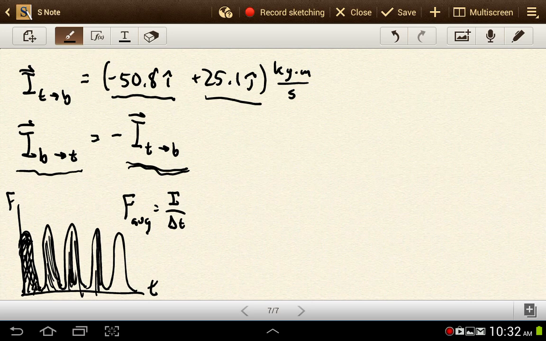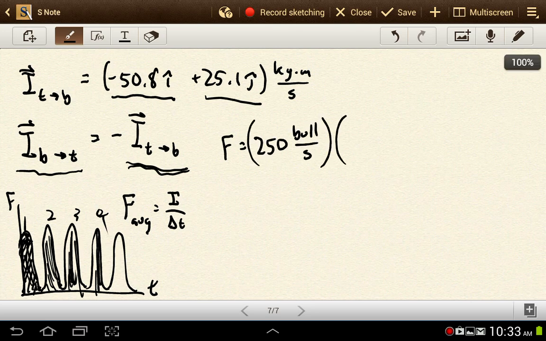So where this takes us is, if we look at, say, 1 second, in 1 second we get 250 bullets. So we have 250 of these little humps, 1, 2, 3, 4, and so on through 250 of them in a 1 second time span. So what that amounts to is that the force is equal to the rate of bullets per time, so 250 bullets per second, times the impulse you get per bullet.